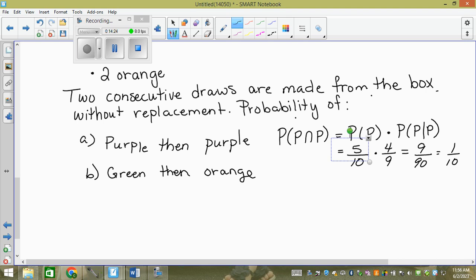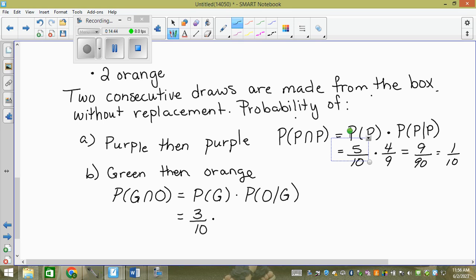Green then orange. So probability of green and orange equals probability of green times probability of orange, given that there was a green. So how many greens are there? 3 out of 10. Now oranges, 2, but I'm holding a green in my hand out of the total. So it's 2 out of 9. So 6 out of 90 or 1 out of 15.